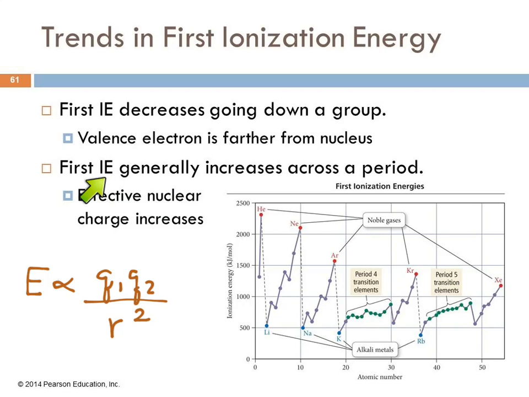The first ionization energy is generally increasing as we go across a period. Because what's happening to the atomic radius? It's getting smaller. The closer that electron is to the nucleus, if the nucleus is mom, say, the closer the child is to mom, the harder it is to kidnap them, right? So the closer the electrons are to the nucleus, the more energy it takes to pull them off. So effective nuclear charge is increasing, the radius is decreasing, and so the ionization energy increases as we go across.